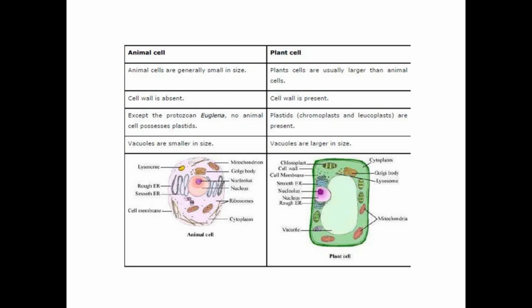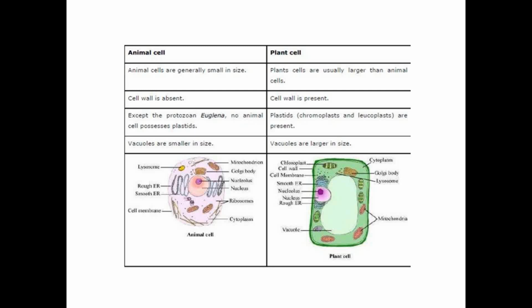The second difference is that the cell wall is absent in animal cell and present in plant cell. We studied the cell wall. It is made up of cellulose. And except the protozoan euglena, no animal cell possesses plastids. Animal cells don't have plastids, but plant cells possess plastids, including chromoplast and leucoplast. We studied the different types of plastids. Plastids include chromoplast and leucoplast, and they are present in plant cells.